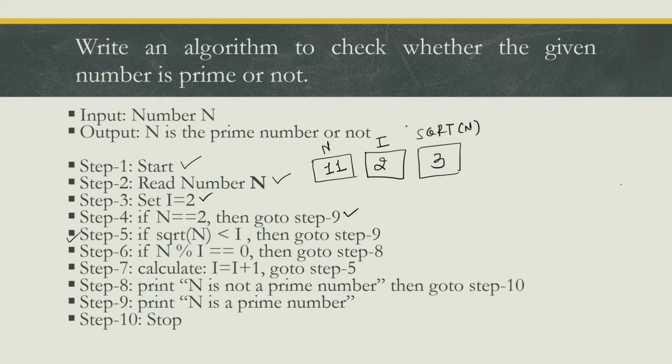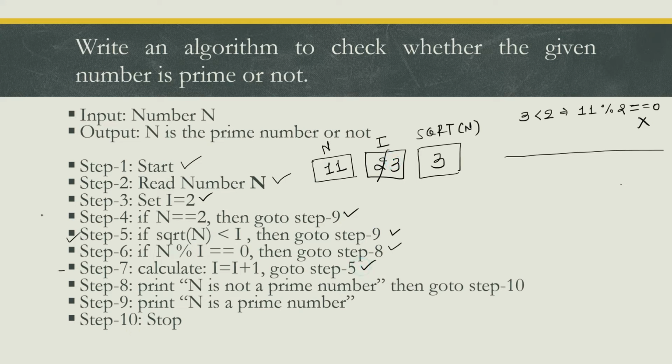Look at the next step: square root of n is less than I. What is the square root of n? 3. Is 3 less than 2 true or false? It is false. So step 6 will execute: n modulo I equal to 0. What is the value of n? 11. Modulo I, what is the value of I? 2. Is 11 modulo 2 equal to 0? No, it is not equal to 0. So step 7 will execute. What is step 7? We have to increment the value of I by 1. So the value of I will be 3 after executing this step.